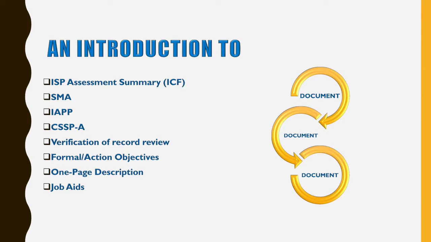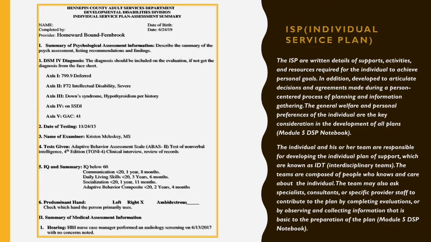Now, I will be introducing you to the ISP assessment summary, which is usually used in our ICF units. Also, the SMA, the IAPP, CSSP addendum, verification of record review, formal and action objectives, one-page description, and finally, job aids. Now, this first document is our individual service plan.